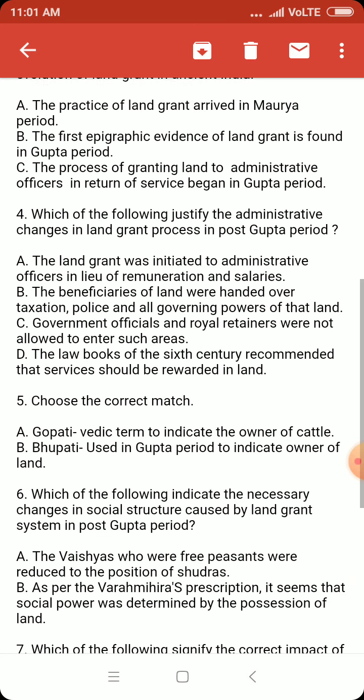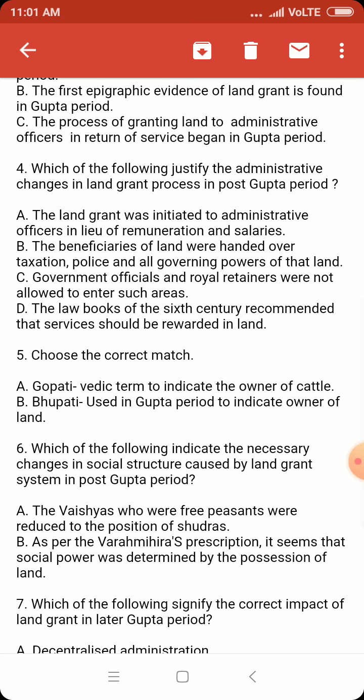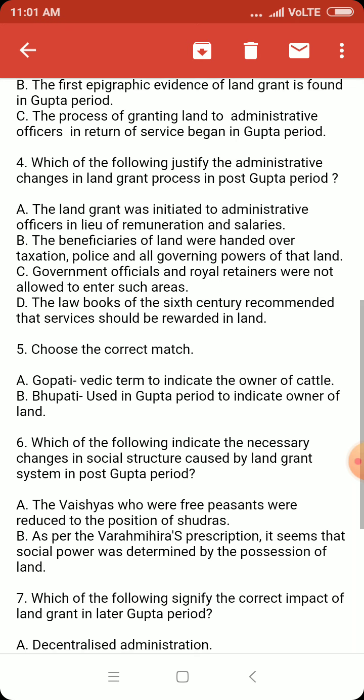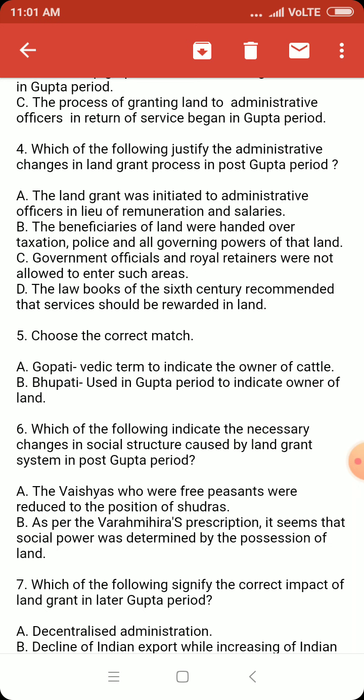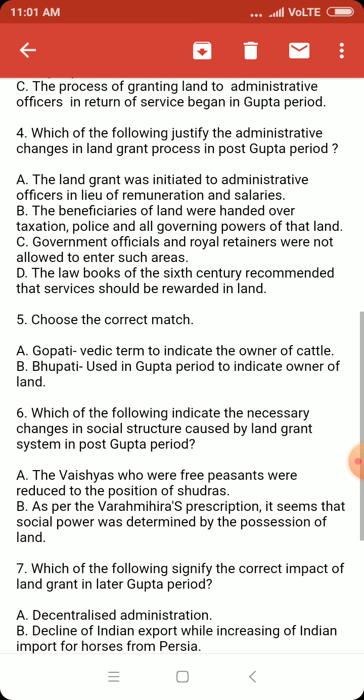Question number 4. Which of the following justify the administrative changes in the land grant process in the post-Gupta period? Option A. The land grant was initiated to administrative officers in lieu of remuneration and salaries. I have already told you that in the later Gupta period or post-Gupta period, instead of granting land only to Brahmins, the king began to grant land to other administrative officers also. That is why option A is correct. Option B. The beneficiaries of land were handed over taxation, police, and all governing powers of that land. This is also correct.